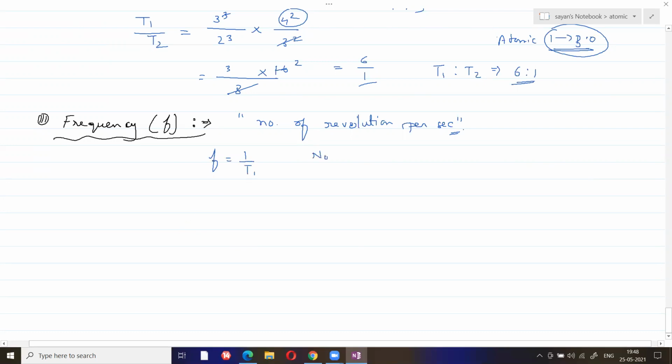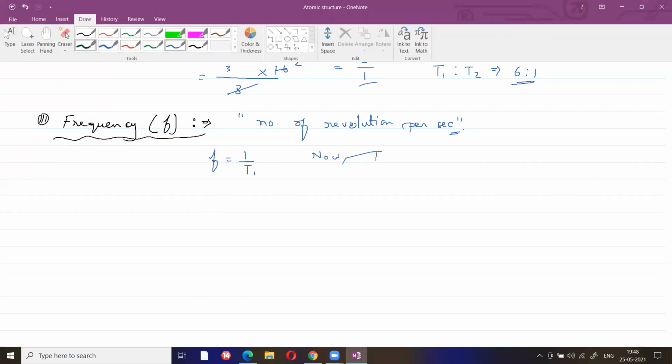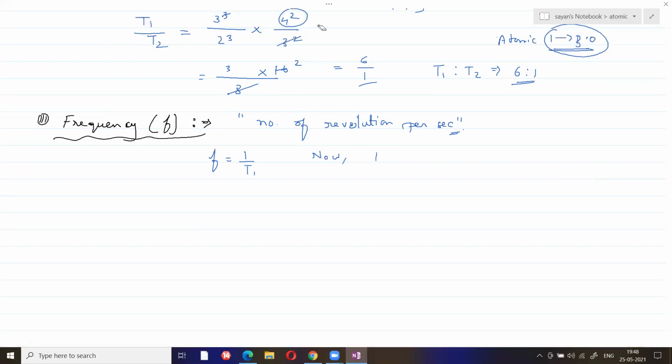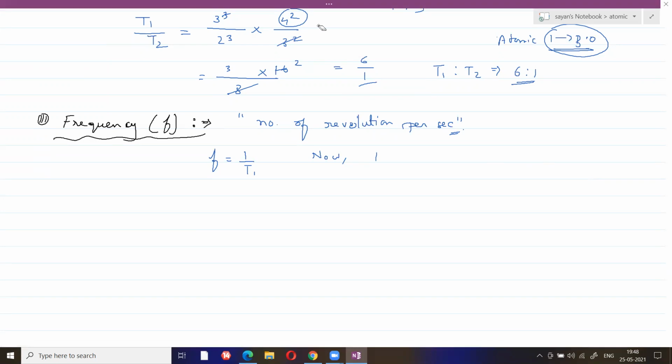Now what is T? For T we can easily write, just a minute.